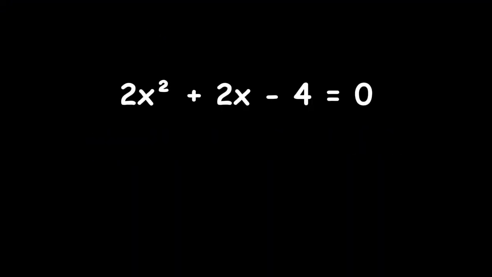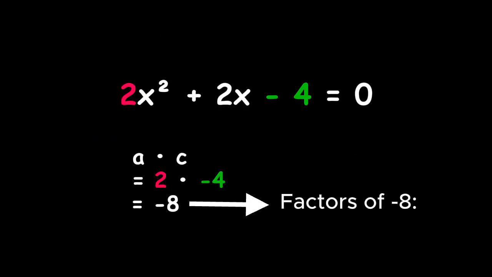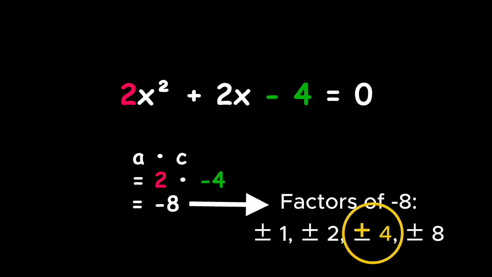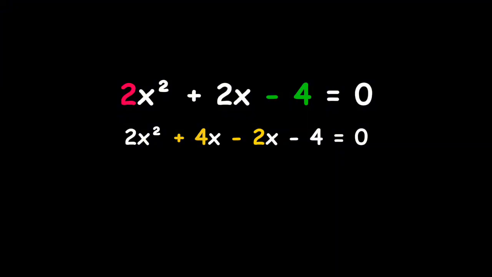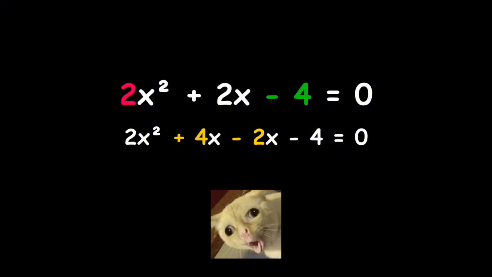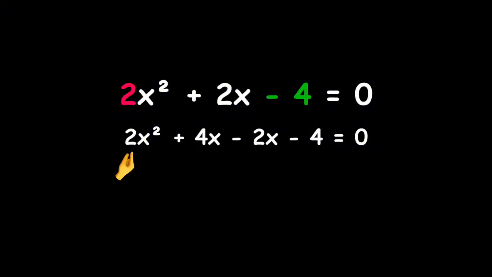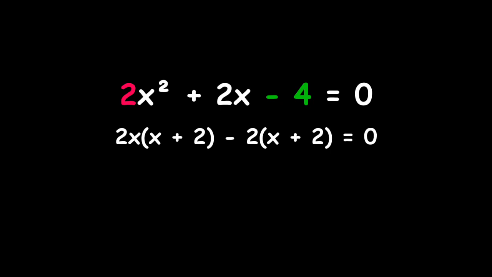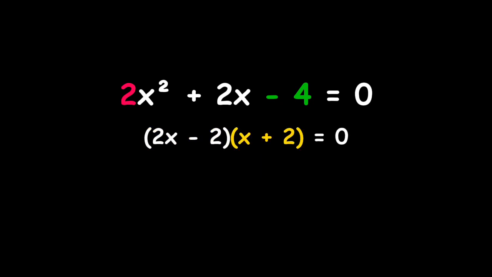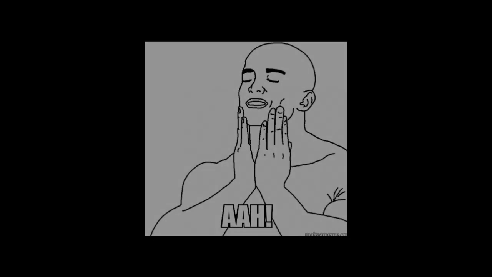Well, what about when the value of a is not 1? Then we multiply a with c and get minus 8. Then we scroll through the factors of minus 8, which are plus or minus 1, 2, 4, and 8. If we take plus 4 and minus 2, we can write the equation as 2x squared plus 4x minus 3x minus 4 equals 0. Then we factor out 2x from here and 2 from there and get 2x minus 2 times x plus 2. Nice!